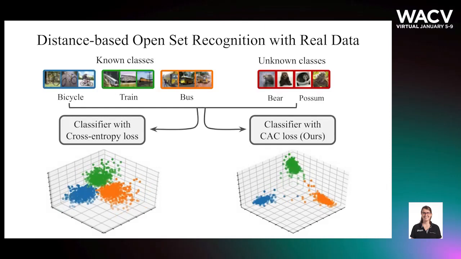After training, we can observe the position of our known classes, as well as two unknown classes, bear and possum. The network trained with cross-entropy loss shows inflated known class clusters, making it difficult to use distance to distinguish the unknown classes. In contrast, the network trained with our class anchor clustering loss shows tight, separated known class clusters and an improved distinction of the unknown classes.